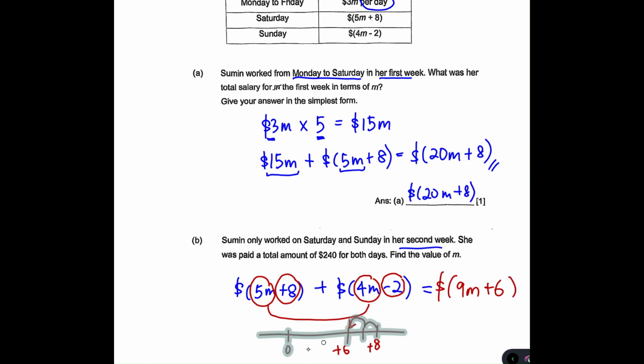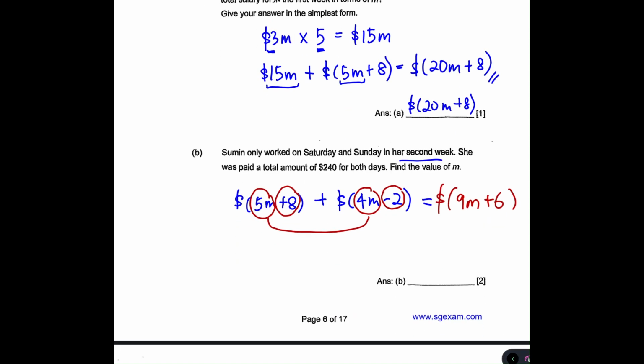Okay, I'll erase this for now. Okay, so we know that 9M plus 6 is equivalent to $240. So 9M plus 6 equals $240. For those who can't visualize it, you can see it as the 9 units plus the $6. The total is $240.